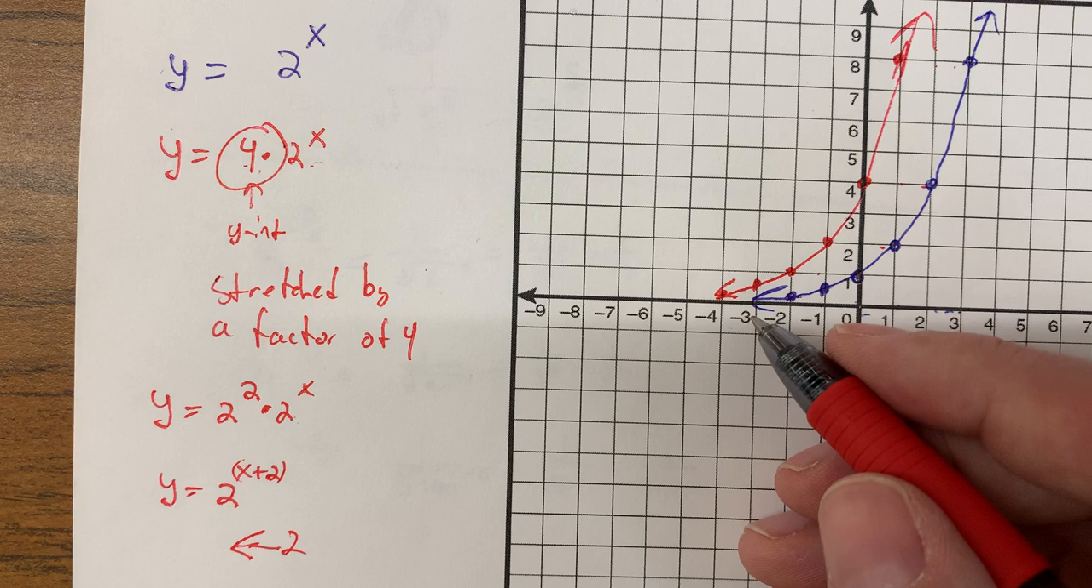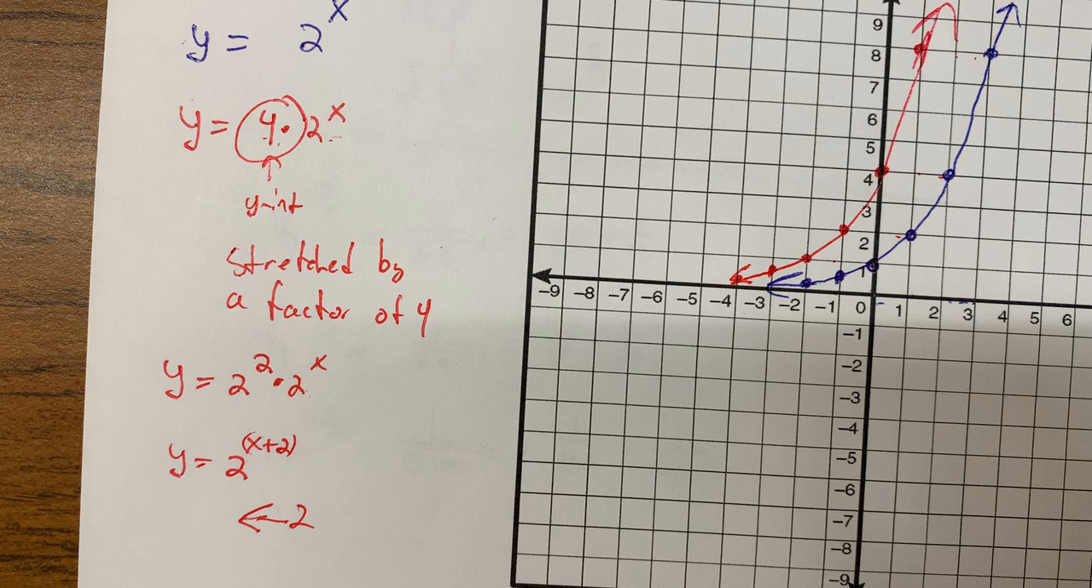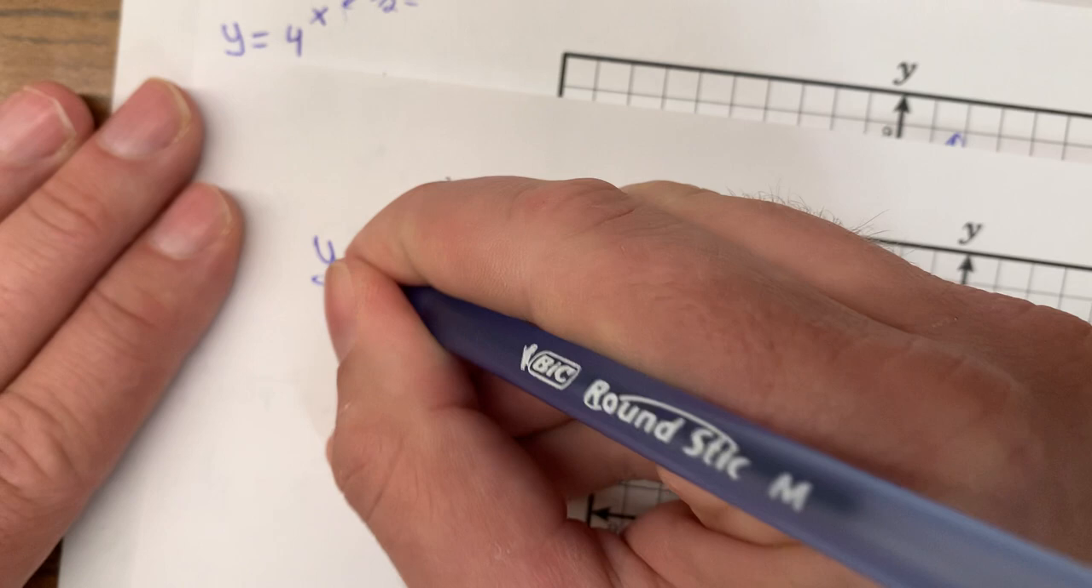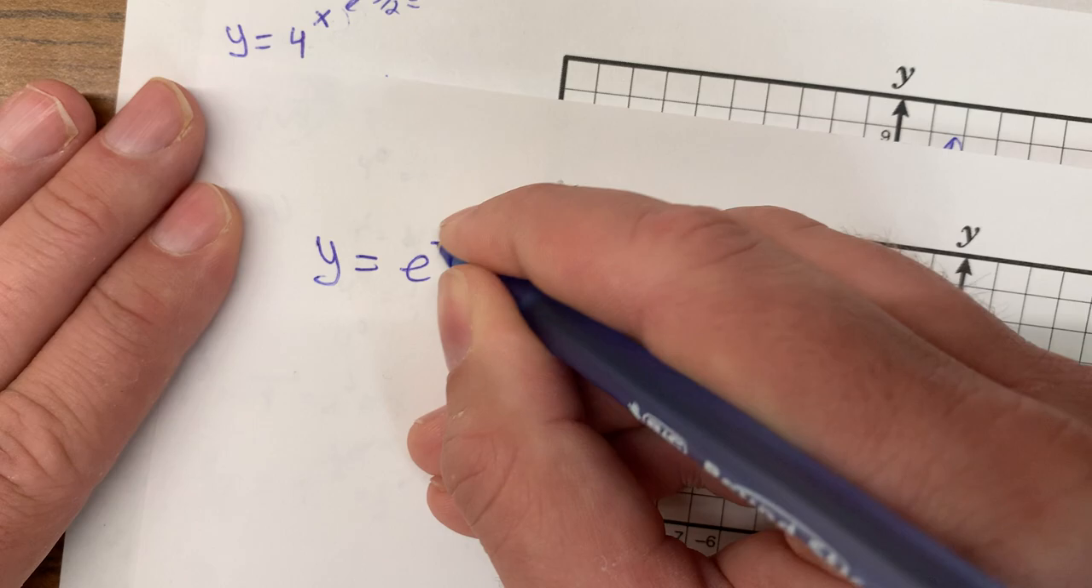Let's do one more transformation. Let's make sure we can do transformations of exponents. I think we have time for one more. Let's graph y equals e to the x, and then we'll graph y equals e to the negative x power.